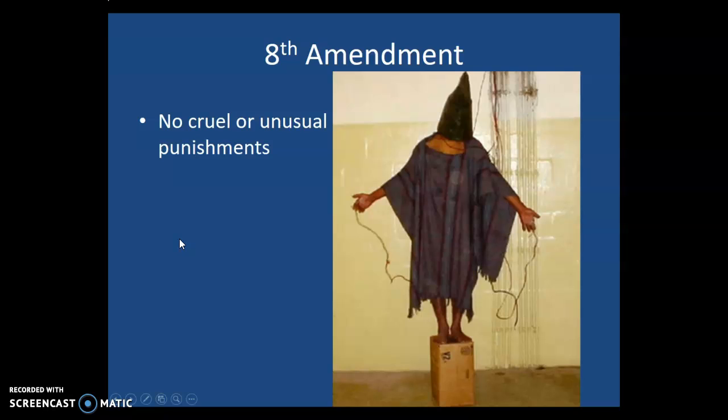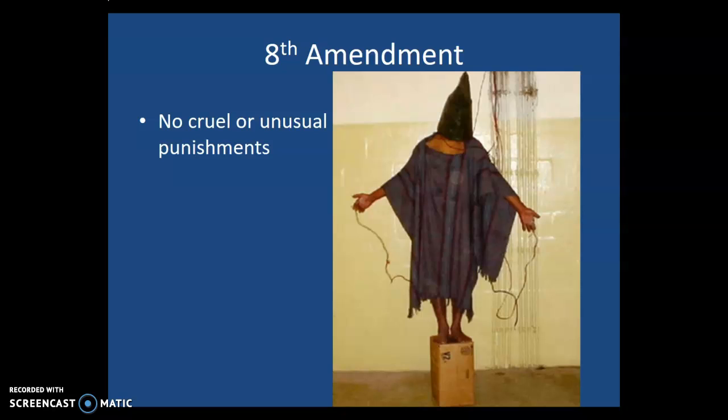The Eighth Amendment gives you protection from cruel and unusual punishment. This again goes back to the English Bill of Rights, which also provided this protection. In other words, we're talking about torture. You have a right to not have to fear that you're going to be tortured if you were ever picked up by the police. This is a rather harrowing picture I have here.